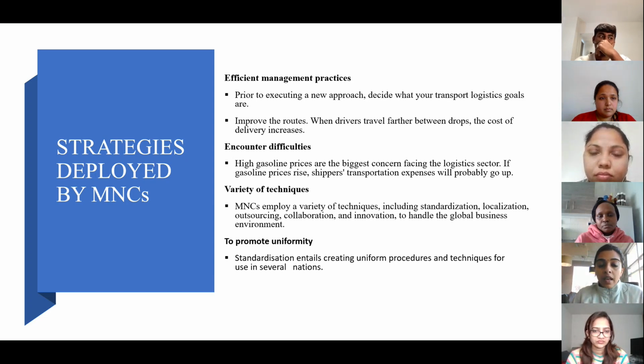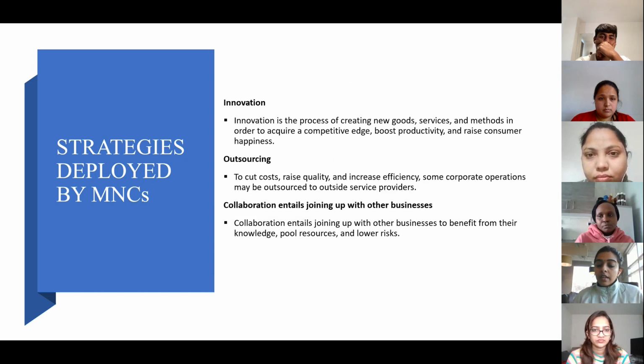So MNCs in the logistics industry employ a variety of techniques, including standardization, localization, outsourcing, collaboration, and innovation to handle the global business environment, and move to promote uniformity. Standardization entails creating uniform procedures and techniques for users in several nations.